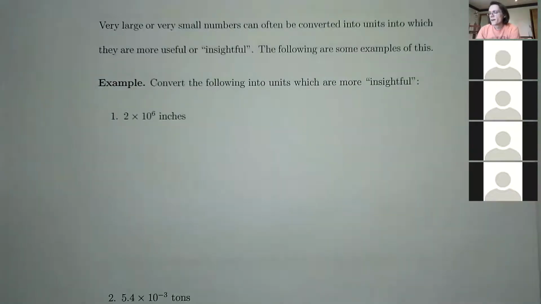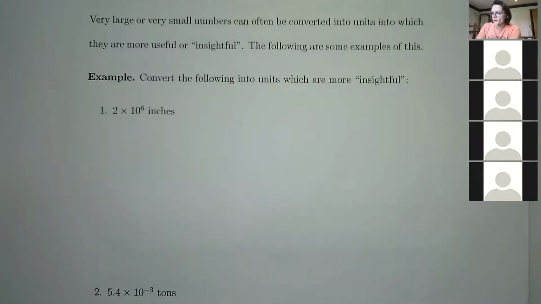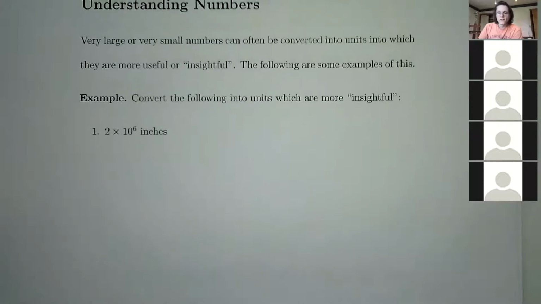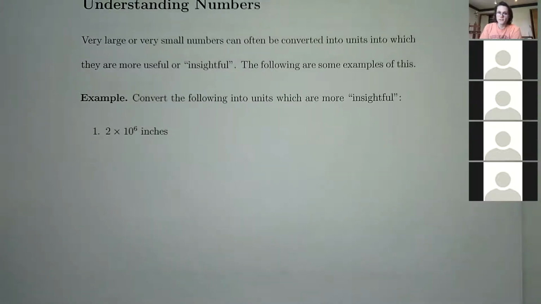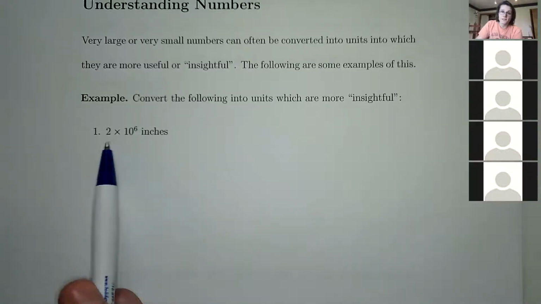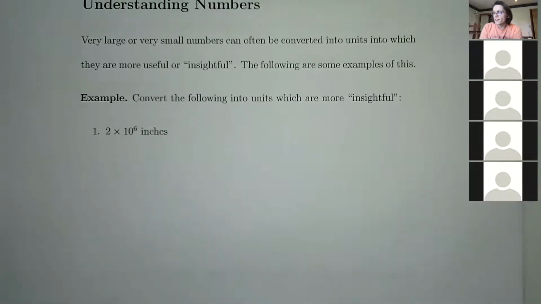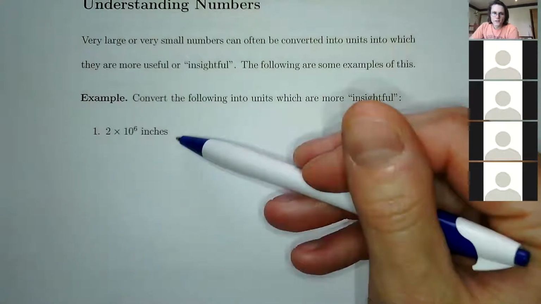All right. So we just talked about how we can write numbers in better and more insightful ways. Here we're going to talk about using units that provide us more insight into numbers. These two examples I think are pretty good to demonstrate it. Basically the idea is that, like this first one here, I have 2 times 10 to the 6 inches. And this is in scientific notation, so we're using some of the stuff we just did. But we have no idea how long this is.